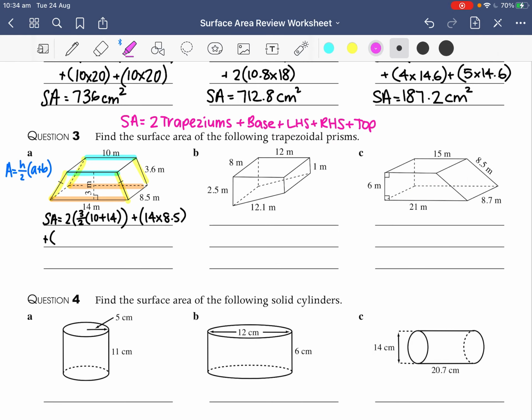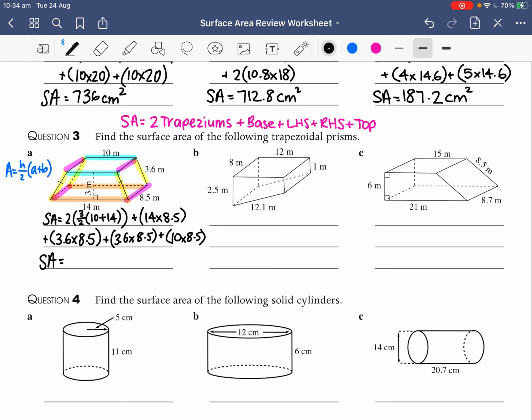I will just quickly do this. There we go. Okay, so our left-hand side is our 3.6 by 8.5. So 3.6 times 8.5. Our right-hand side is also the same. So our right-hand side is this rectangle here, and it is 3.6 times 8.5, plus our top is this rectangle here, which is 10 times 8.5.